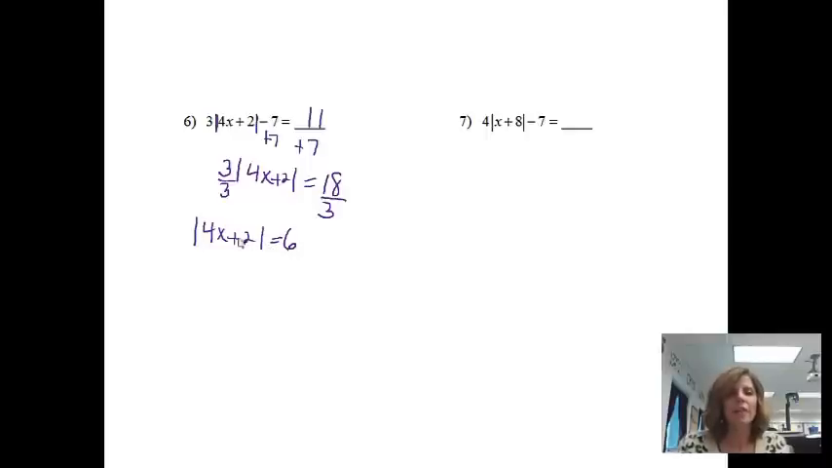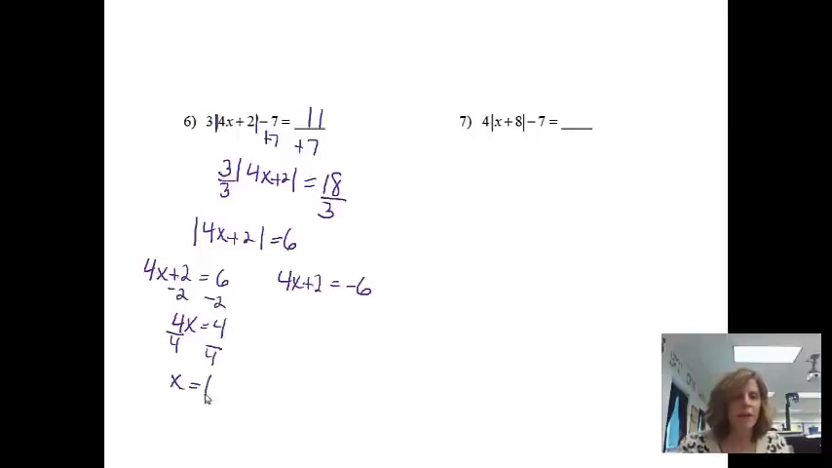Now that the absolute value is isolated, it's by itself, now I can write two equations. I'll have 4x plus 2 equals 6, and 4x plus 2 equals negative 6. And now it's just a matter of solving those two equations. On this one, I'll subtract 2, so I'll get 4x equals 4. Then I'll divide by 4, and I get x equals 1. On this one, I'll subtract 2 from both sides, so I get 4x equals negative 8, and then I'll divide both sides by 4, and this time I get x equals negative 2.